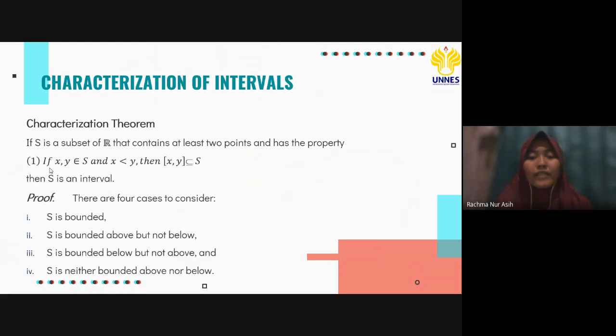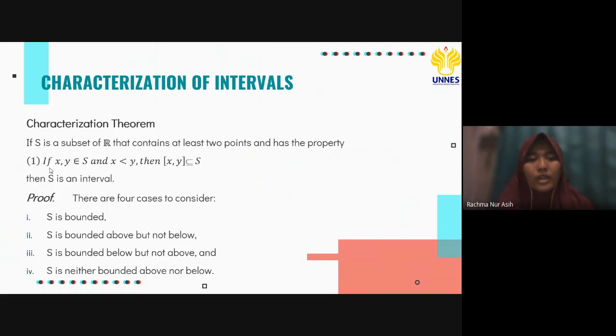Characterization of intervals. There is a characterization theorem. If S is a subset of the real numbers that contains at least two points and has the property that if x, y are elements of S and x is less than y, then the closed interval from x to y is a subset of S, then S is an interval.